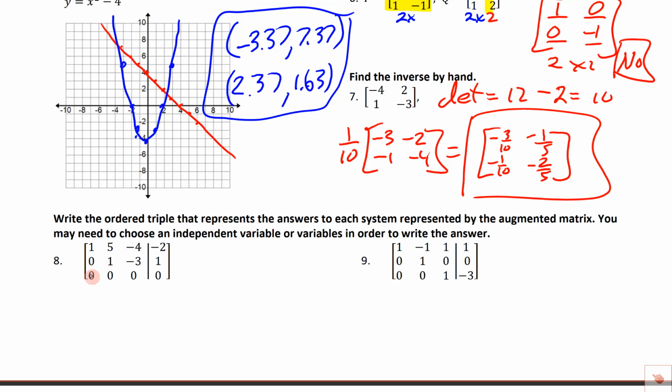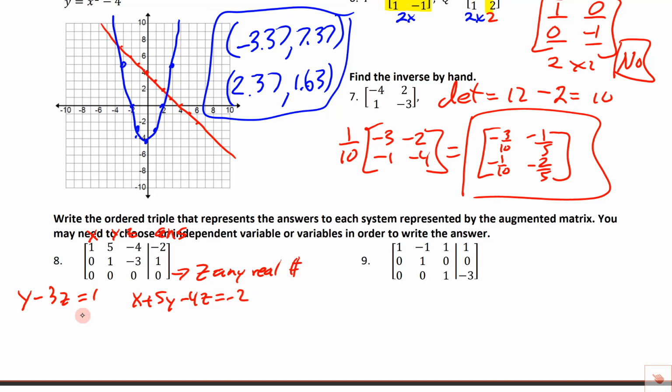So on this one right here, you'll notice that we've got this in as much as we can in reduced row echelon form, but the last row represents zeros. So what this means is z is any real number. Then the second row represents, because remember this is an x, this is a y, this is the z, and this is the answer column, the fact that 1y minus 3 z's equals 1. And that first row represents the fact that x plus 5 y's minus 4 z's equals negative 2.